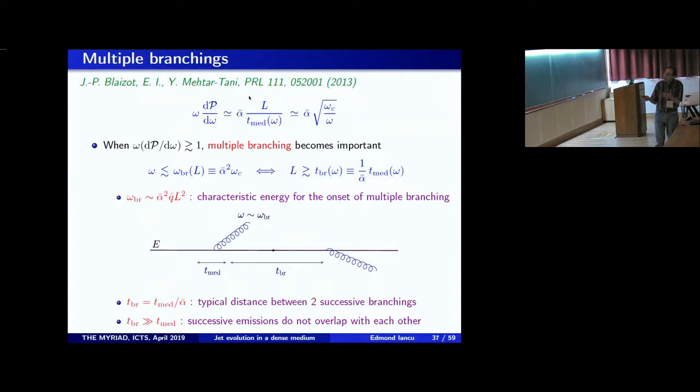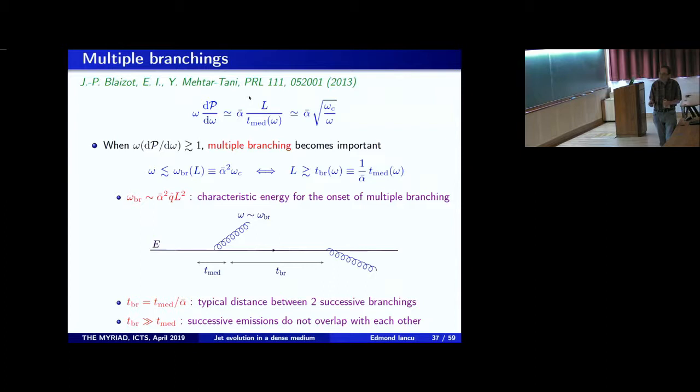Either for a fixed L, this becomes of order one if the energy of the emission omega is small enough. How small? I want this to be of order one, so it is one if omega is equal to alpha squared times omega c, obviously. So for a fixed size medium L, all the gluon emissions with energies of order this scale, omega branching, which is alpha squared times omega c, which is alpha squared times q hat L squared parametrically, all such gluons will be emitted with probability of order one, so I'll have multiple emissions for them.